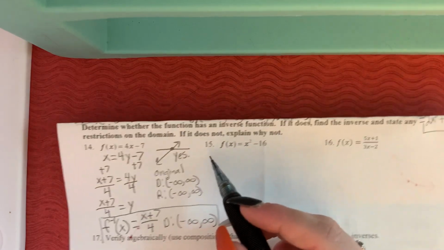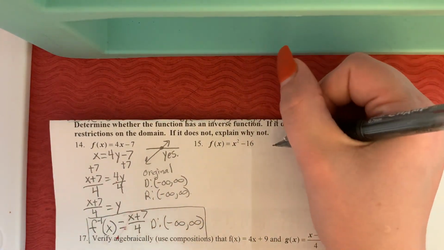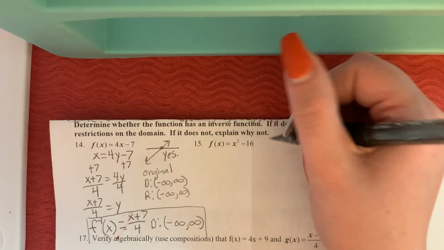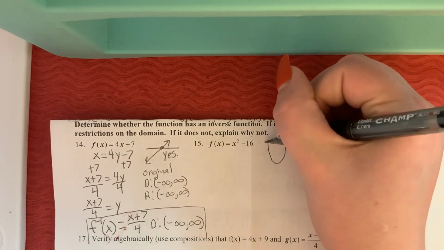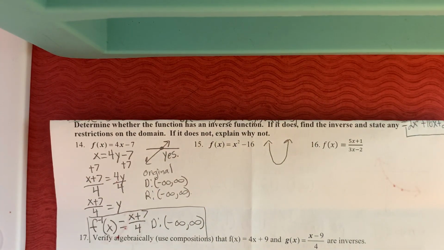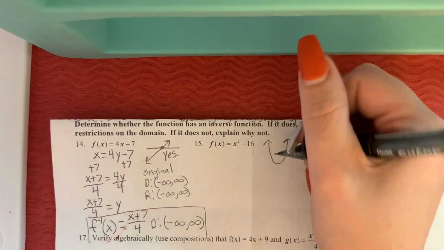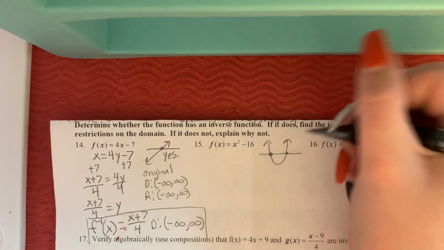For our second function, we have x² − 16. So this is a parabola or a quadratic, and so it has a rough U shape. It's opening up. And it has zeros actually at −4 and +4. But just because of the fact that it's a parabola, it fails that horizontal line test because it intersects twice.